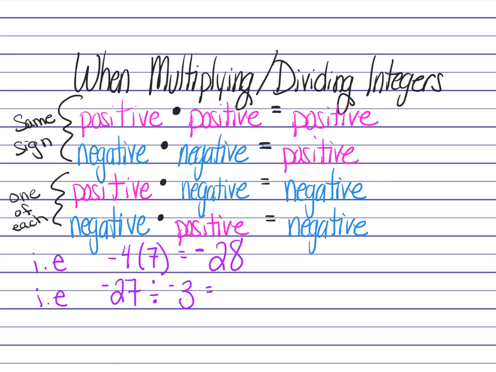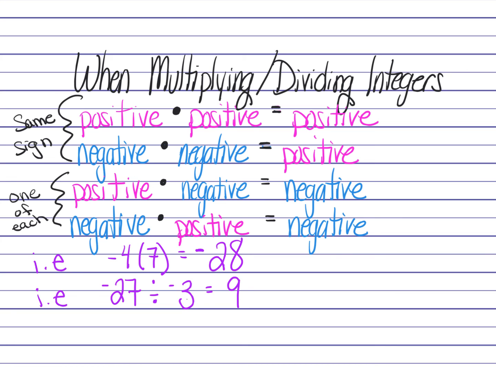The next example is one of division, just to show you how this works. Again, I have a negative 27 divided by a negative 3. So I have a negative and a negative, which means because they have the same sign, my answer is going to be a positive value. So here, my answer is going to be a positive 9.